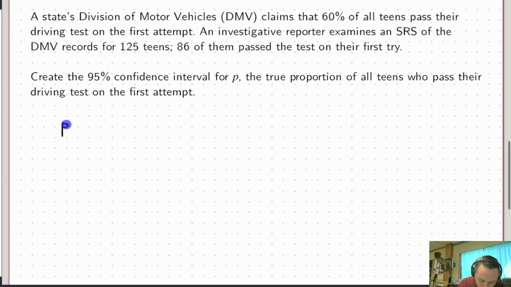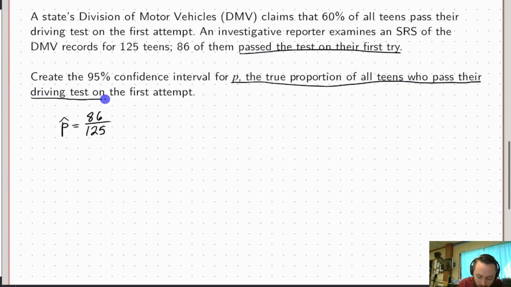First, always we should check our conditions. What's the population, what's the parameter, what's the sample, what's the statistic. But let's just start off, let's get the statistic. p hat. We had 86 teens out of 125 teens pass the test on the first try. And here we are told the parameter that we're looking for, the true proportion of all teens who pass their driving test in the first attempt.